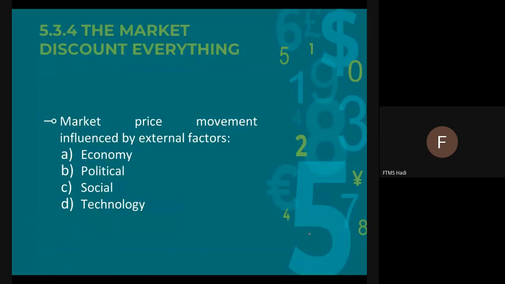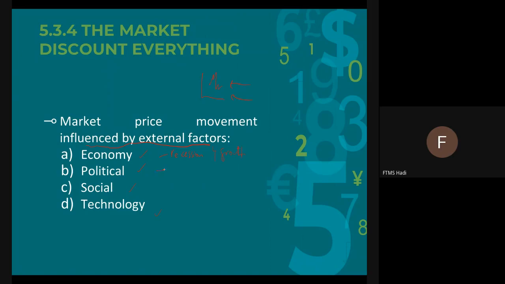Next, the market discounts everything. Market price movement is influenced by external factors. There is a reason why the price goes up and down, because of the factors that make that happen: economic factor, political factor, social and technology. Economy, we're talking about recession versus growth, the performance of the economy. This one especially focuses on macroeconomics. If you take macroeconomics, you will learn about inflation, unemployment, monetary policies and so on.